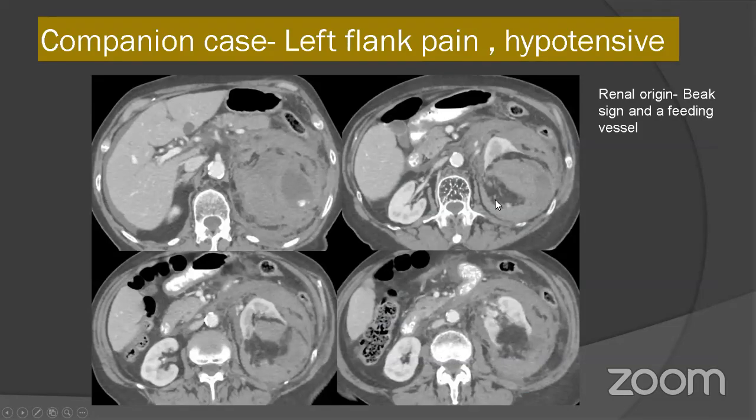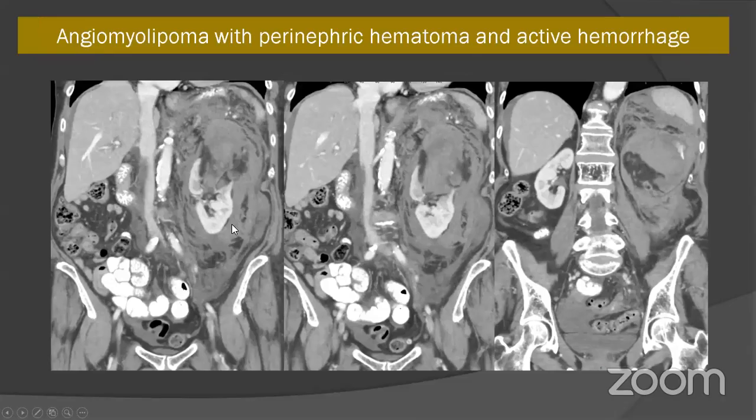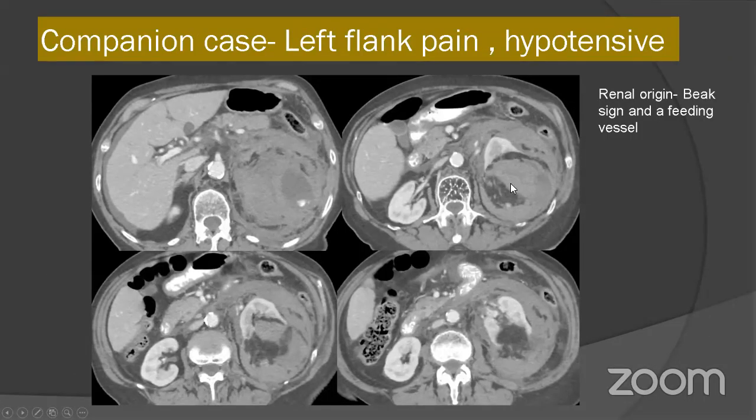Another companion case of an AML on the left side, and this beautifully demonstrates the fact that this large neoplasm, which is exophytic, is originating from the left kidney, and you can make it out by the claw sign. And there is also the feeding vessel sign, which is seen on this one. You just have to trust me. I'm sorry, I should have put the cine for this one, but there is active contrast extravasation and just an enormous amount of blood in the retroperitoneum as a result of this ruptured AML.